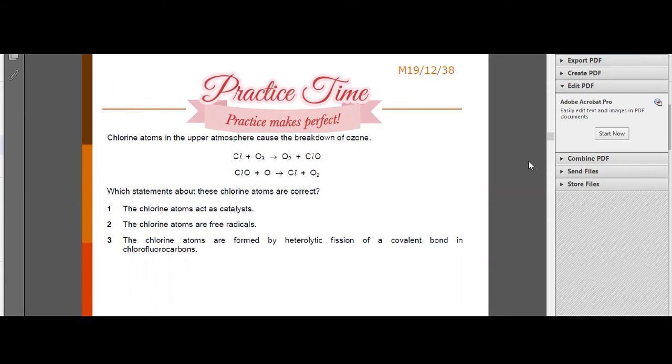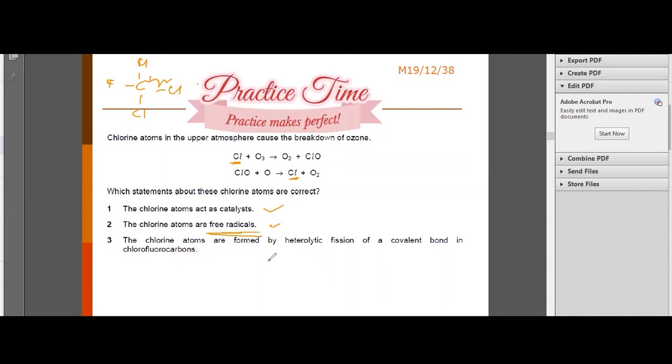Okay, let's check which statements are correct. The chlorine atoms act as a catalyst. Yes, it is true. Why? Because we know that Cl is used in the first reaction and it reappears in the second reaction. So this is a catalyst. Number two, the chlorine atoms are free radicals. Yes, it is true. You know that once again Cl comes from the homolytic fission of the CFC molecule, right? So it is a free radical.